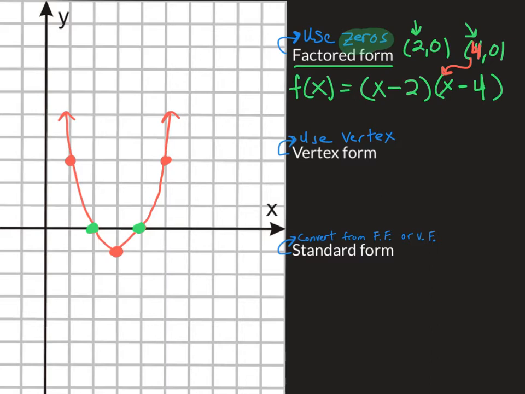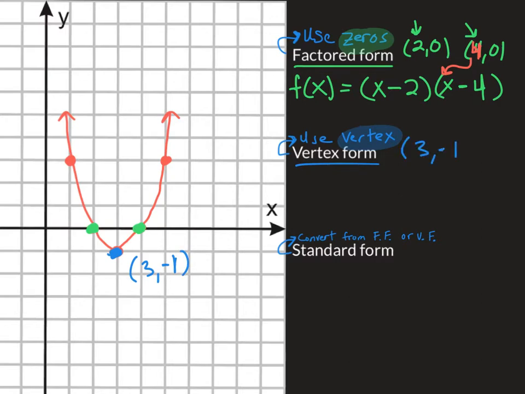Now, next, let's check out vertex form. So for vertex form, I'm going to use, you guessed it, the vertex. So let's check out, what is the vertex here? Well, here my vertex is 1, 2, 3, and then negative 1. So my vertex is (3, -1).